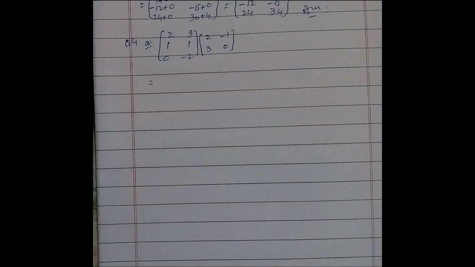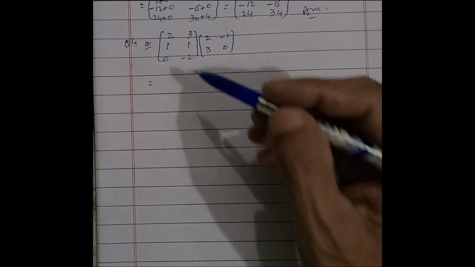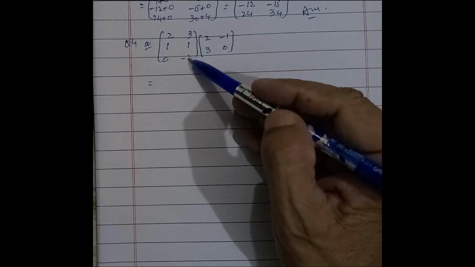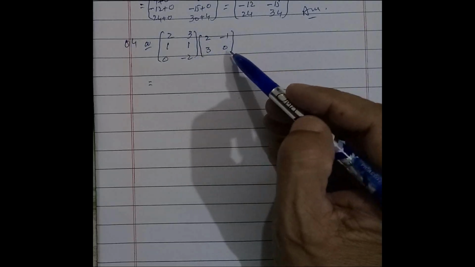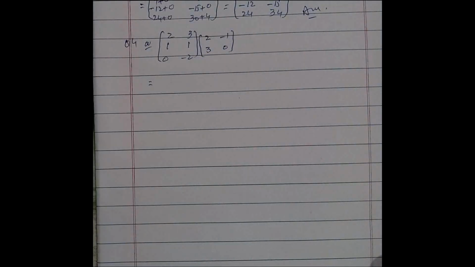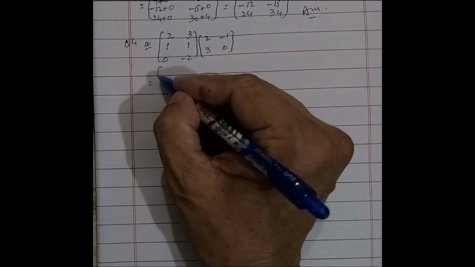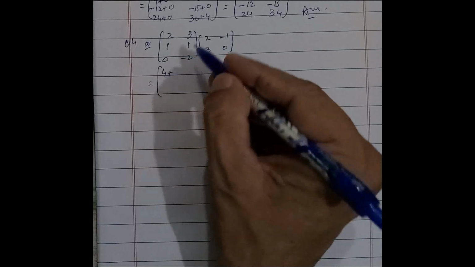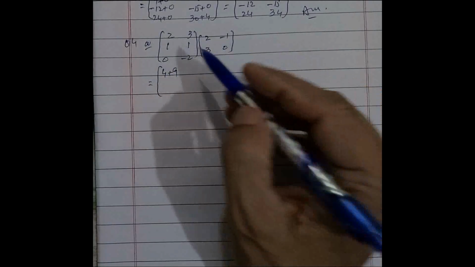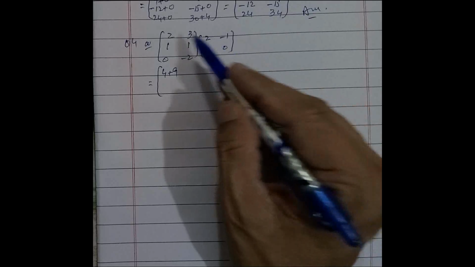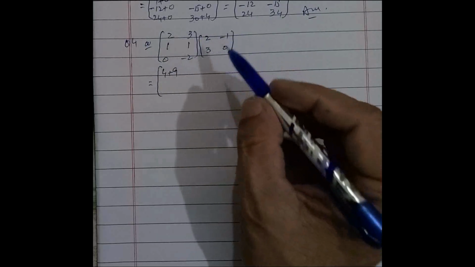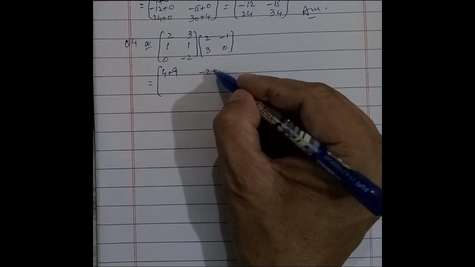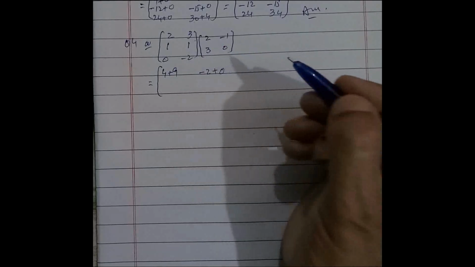Now before multiplying, we check whether they are conformable for multiplication or not. The first matrix has 2 columns, the second matrix has 2 rows, so they can be multiplied, and now we multiply them. 2 multiplied by 2 is equal to 4, plus 3 multiplied by 3 is equal to 9. First row with second column, 2 multiplied by minus 1 is equal to minus 2, plus 3 multiplied by 0 is equal to 0.